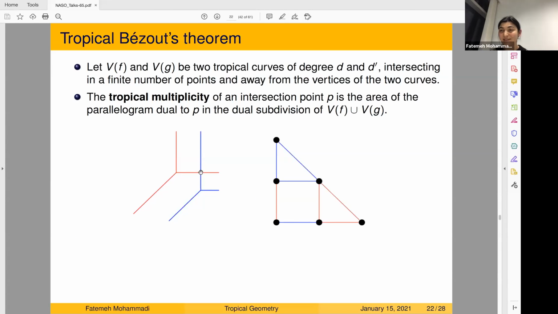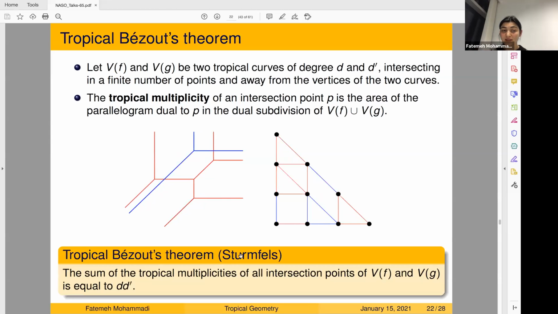Okay, and that was the 2 lines intersecting in one point. And then when you look at the dual picture, so I have a square of length 1 times 1. So that's the area and the multiplicity. And it turns out that this is exactly the tropical Bezout theorem, that for every intersection point, you can look at the area of the corresponding polygon.